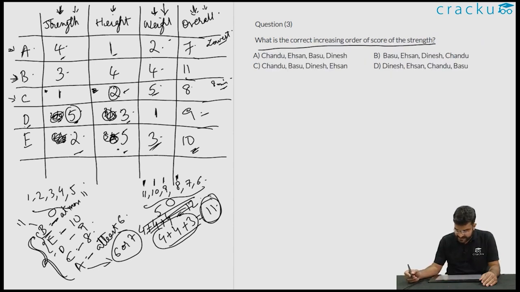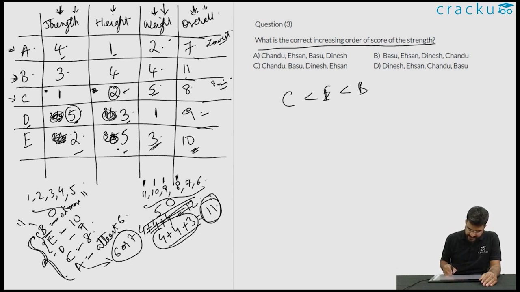What is the correct increasing order of score in strength? If you are looking at the correct increasing order, C has the least, he got 1, less than E who got 2, less than B who got 3, less than A who got 4, and less than D who got 5. Now, because there are only 4 people given in the list, let us try to eliminate them.